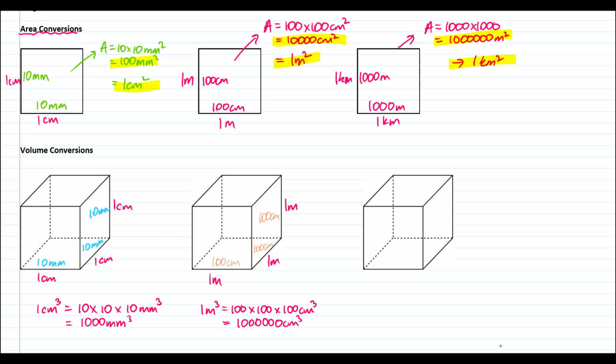And lastly, I have 1 kilometre, 1 kilometre, and 1 kilometre, leading to 1,000 metres, 1,000 metres, and 1,000 metres. And of course, this tells me that 1 kilometre cubed is equal to 1,000 times 1,000 times 1,000 metres cubed, which is 1 billion metres cubed.